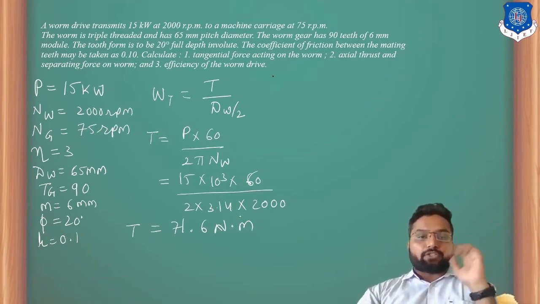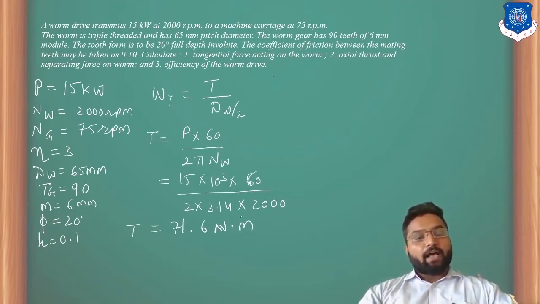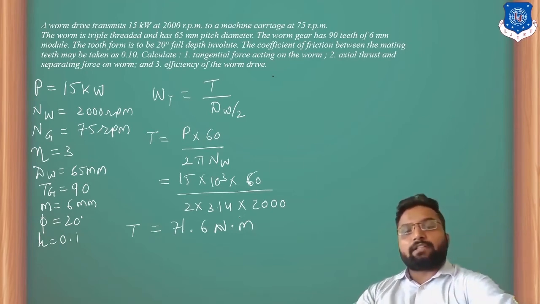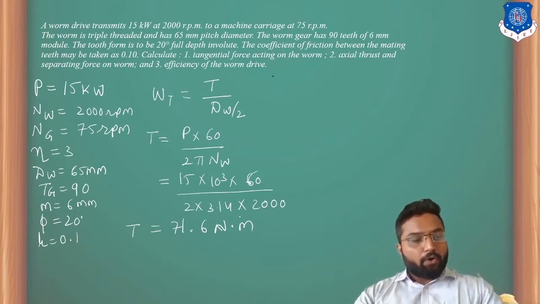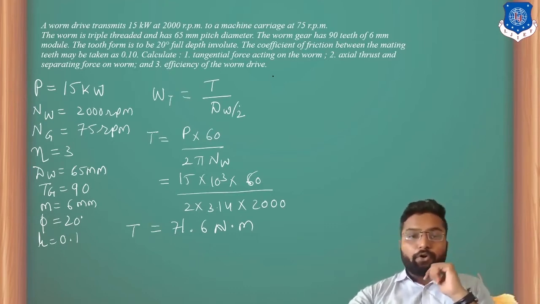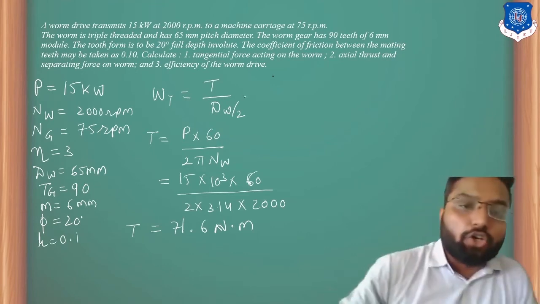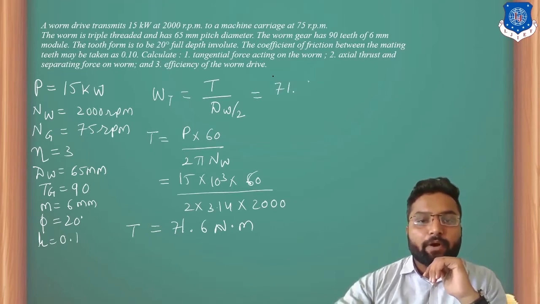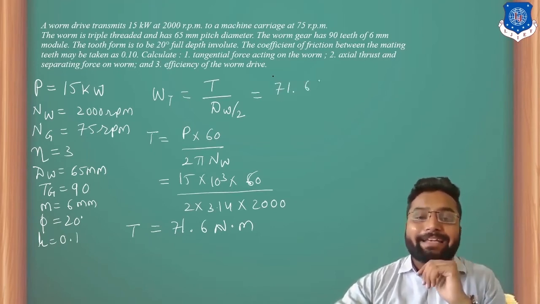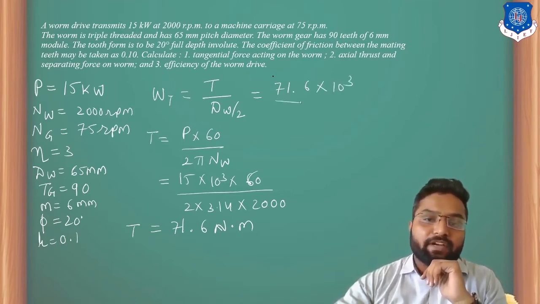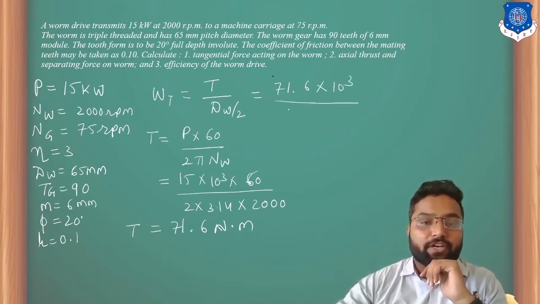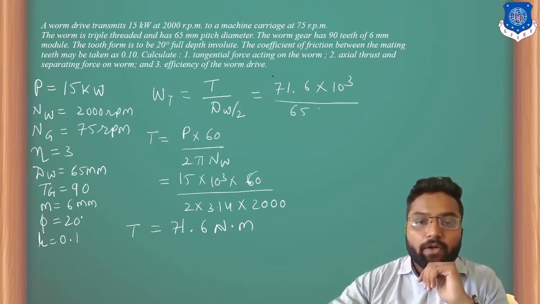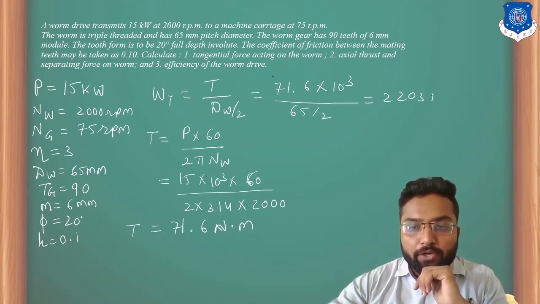Now depending on this torque, our next step is to find the thrust force, which is WT. WT, depending on this torque, will be 71.6 Newton meter. But I want to convert it into mm, so 71.6 into 10 raised to 3, divided by 65 by 2. So ultimately it is 2203 newtons.